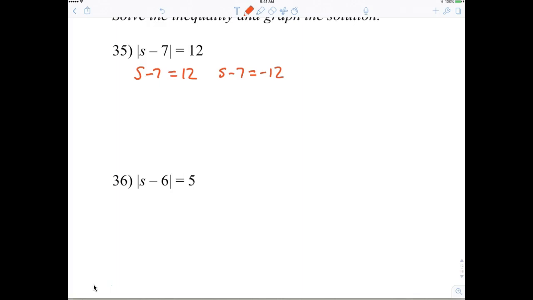Remember, there were 2 solutions for absolute values. All right? So in this case, it would be s is equal to 19, and s is equal to what? -5. Yes, ma'am. I added 7 to both sides. Good. All right. You good now? Yes, you got it.